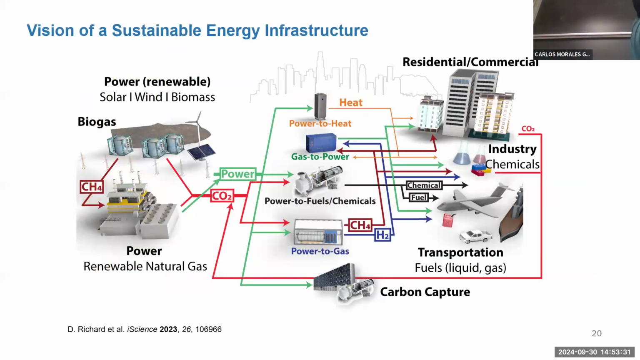So we have this vision of a sustainable energy infrastructure, where maybe you can take power from solar, wind, or biomass. You can take biogas, continue to run those power plants, take that CO2, and with that CO2 and electricity, maybe you can make methane, so synthetic natural gas. You can make hydrogen. Maybe you can make chemicals or fuels directly. Maybe you can use that electricity to make heat for different applications. And hopefully you can capture any CO2 emissions that come from industry or chemicals, using renewable energy, and then put it back. But this is a little bit of a dream of us or many people.